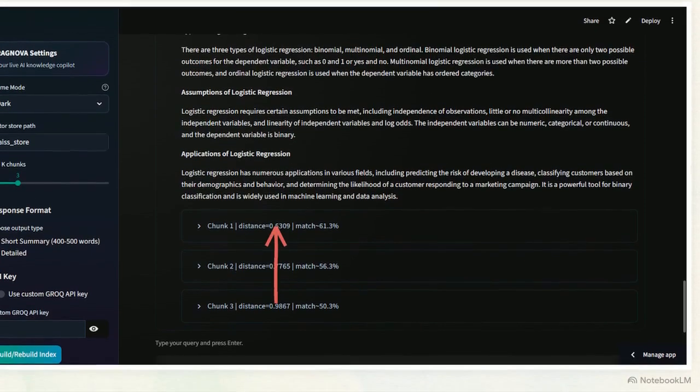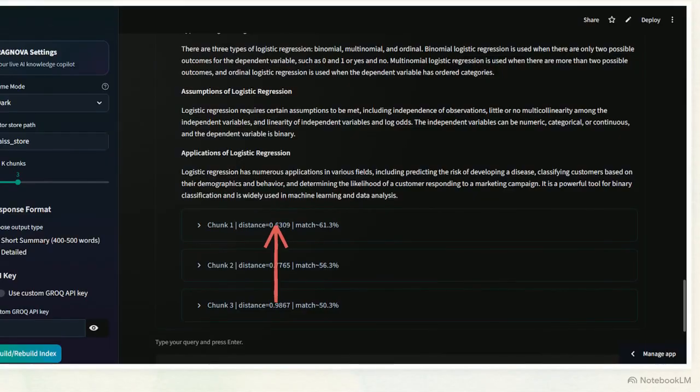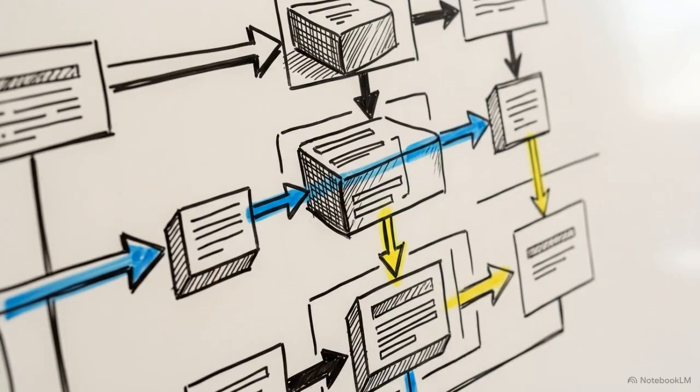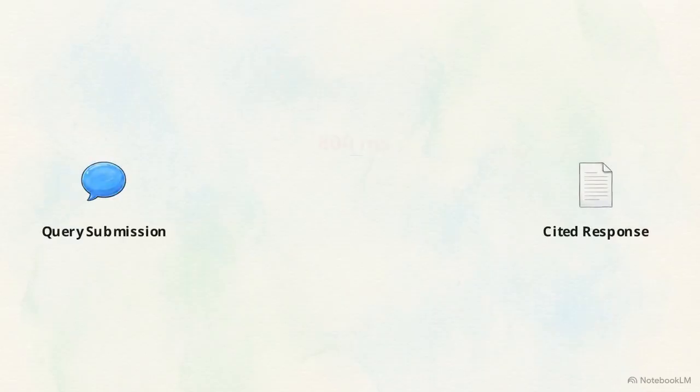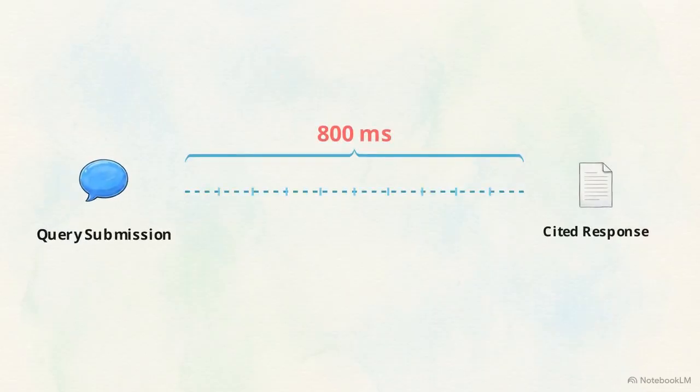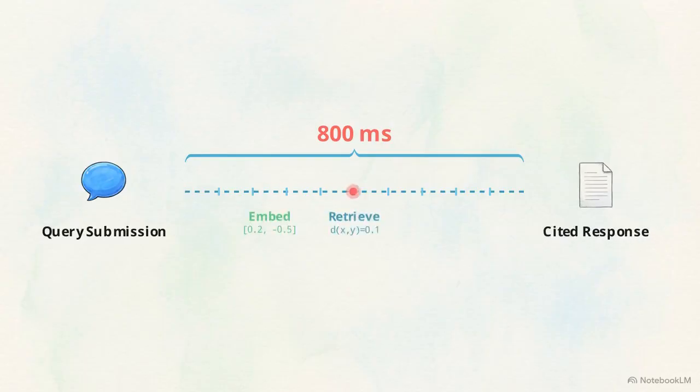Look directly at the UI element for chunk 1. It displays a distance score of 0.6309. This metric proves the LLM is synthesizing local data, not guessing from pre-trained weights. To build a system that achieves this level of deterministic grounding, we have to deconstruct the pipeline and examine the exact processes occurring in the 800 milliseconds between the query submission and the cited response.